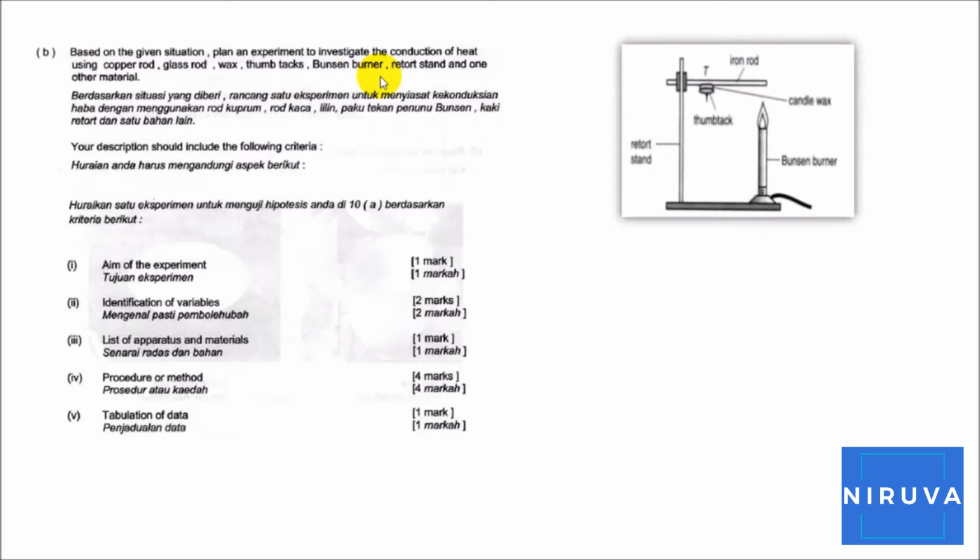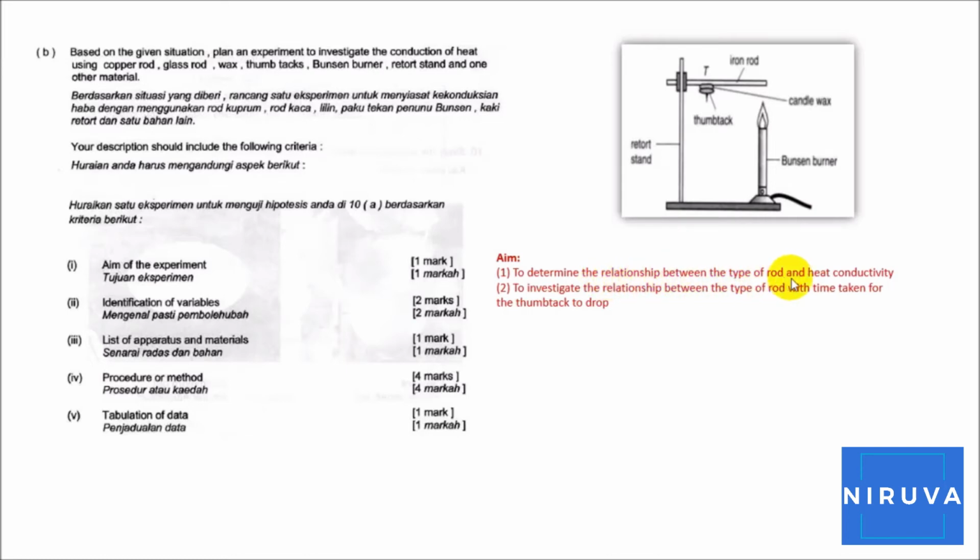Okay, so your description should include the following criteria. So first is the aim of the experiment. Okay, from the question given the materials, we're able to picturize that the setup of the experiment will be like this picture, where the aim of the experiment is that we want to determine the relationship between the type of rod and the heat conductivity. Or from the setup of the experiment, we want to investigate the relationship between the type of rod used with the time taken for the thumbtack to drop.